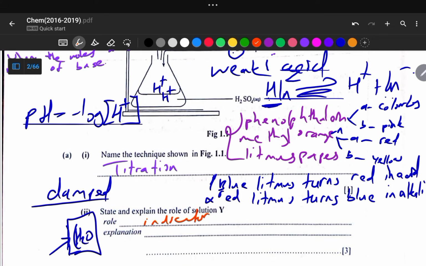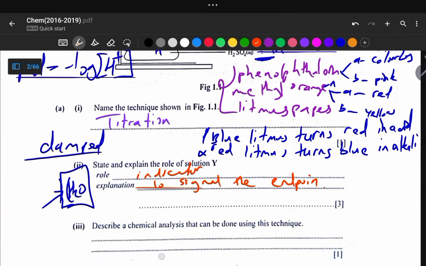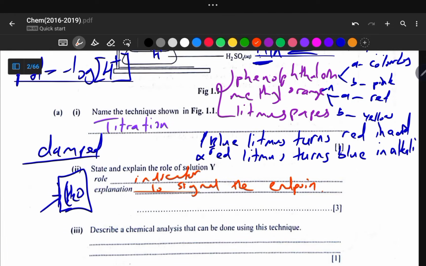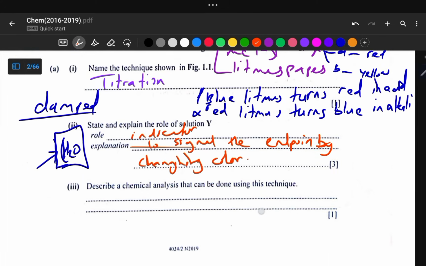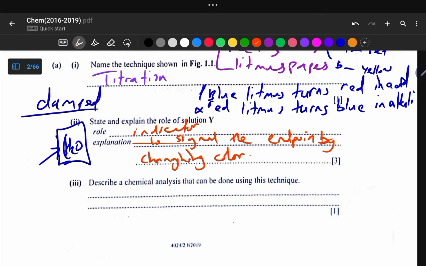And then the function or the explanation is to signal the endpoint, right? So it signals the endpoint by changing color, right? So that's the explanation. And then describe a chemical analysis that can be done using this technique.